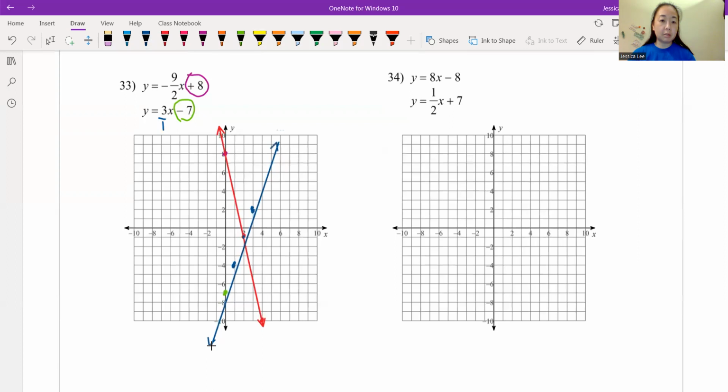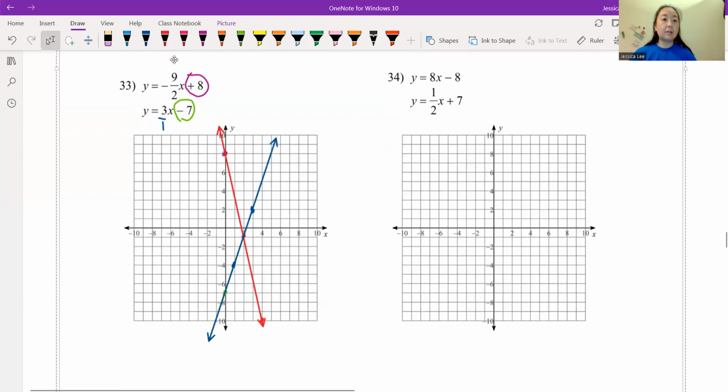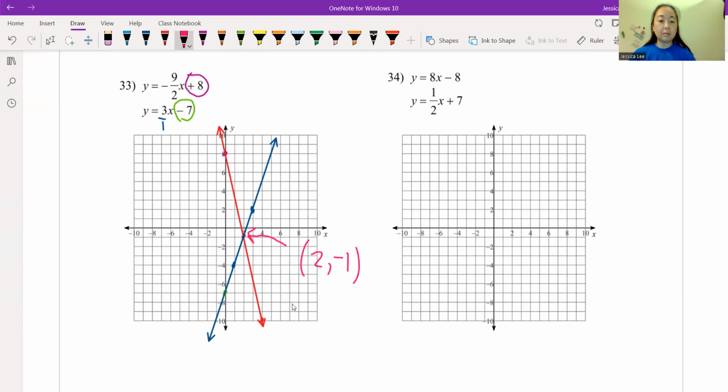A little bit under. Oh, a little under, so I can just move them. There we go. About there. And you see where they cross? Right here. So that's going to be at, where is it? 2, -1. So 2, -1. There we go. The 2 lines, they meet.